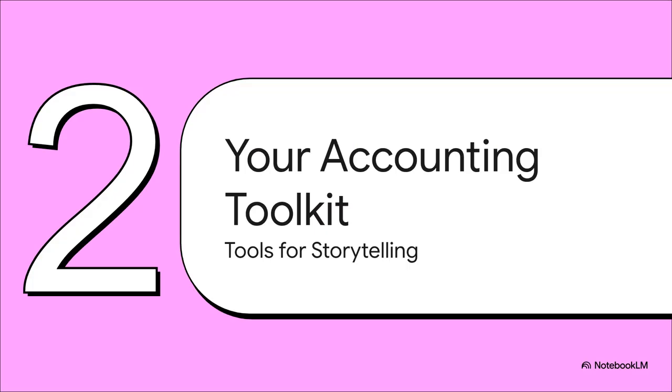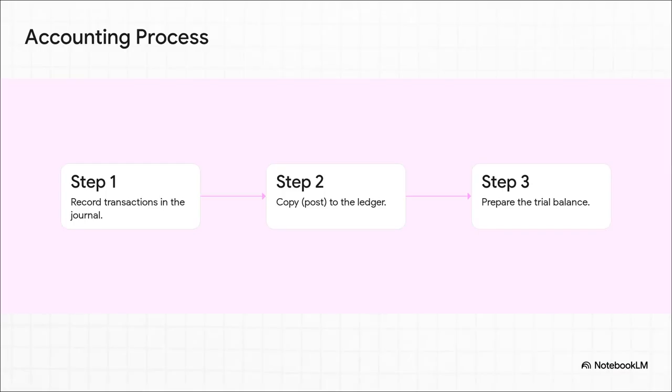Okay, so we've got the main rule, the grammar. Now we need the tools to actually write the story. How do accountants keep track of all the financial comings and goings of a business every single day? Let's check out the toolkit. The process itself is really straightforward. It's a simple three-step dance. First, you record everything as it happens in a journal. Second, you take those entries and organize them in the ledger. And finally, you add everything up in a trial balance to make sure it all balances.